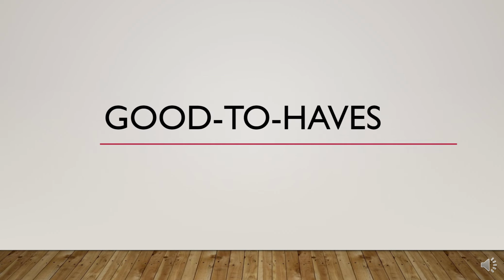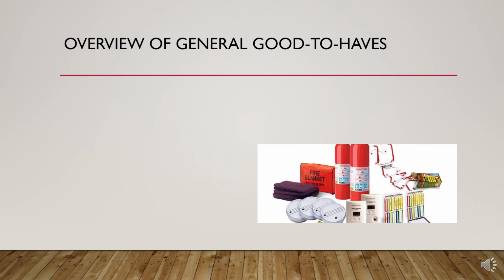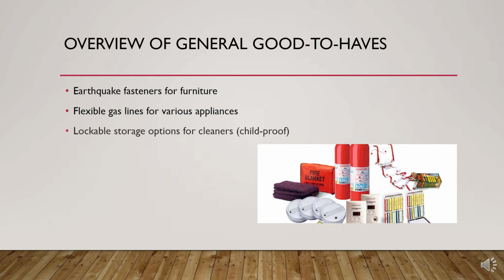So let's go over some good to have items in your home that cover the three areas of potential hazards that we just spoke about. So here's an overview. Physical good to have items include fasteners and flexible gas lines like we talked about. So these can secure your various items. And then again, chemical preparations including lockable storage. It can be childproof, can help keep prying hands from accessing any hazardous chemicals or materials.